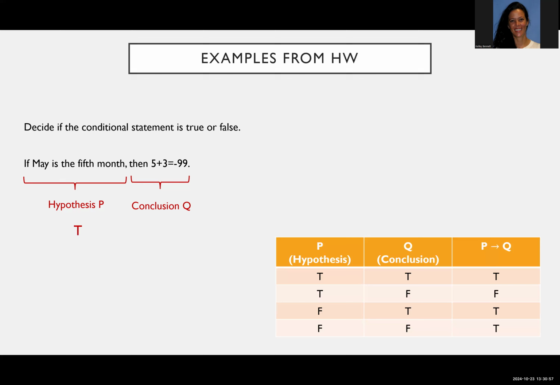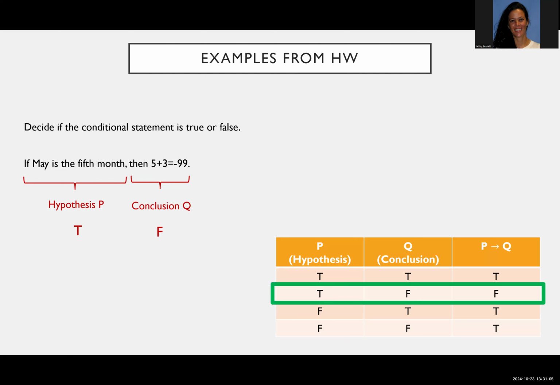So the hypothesis is true. May is the 5th month of the year, and the conclusion is false. So let's look at where that puts us in our table. This is true, false. So this is, if I take a shower, then I'm stinky. So that's false. This conditional is false.